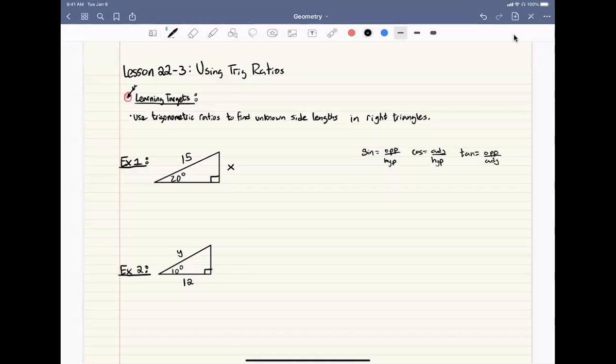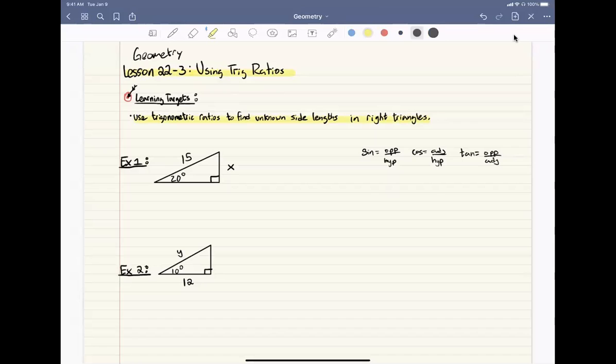This is another Mr. Sanchez lesson coming at you, Geometry. I forgot to write that here. Geometry. We are doing lesson 22-3, using trig ratios. Our learning target today is to use trigonometric ratios to find unknown side lengths in right triangles.